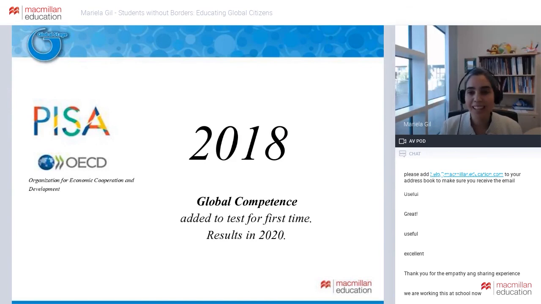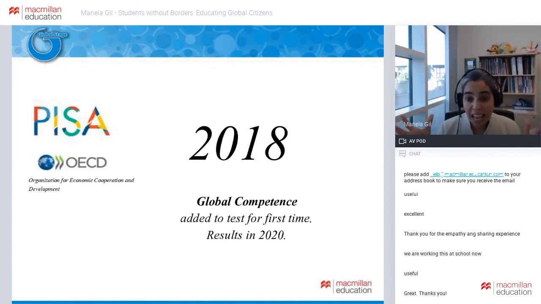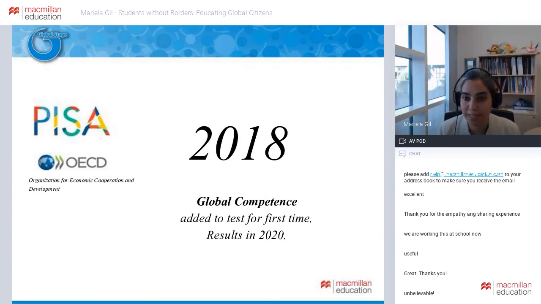Another impact that this has had is that PISA, the exam that is done at the end of secondary school, aims to measure whether we are preparing our secondary students to be successful in life. They have included a global competence test. In 2018 was the first time this test was administered. And the idea is that this test sees whether teenagers are being adequately taught to be globally competent. All of these things we've just been discussing.